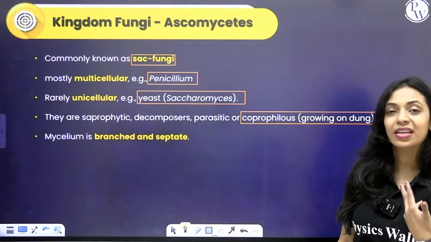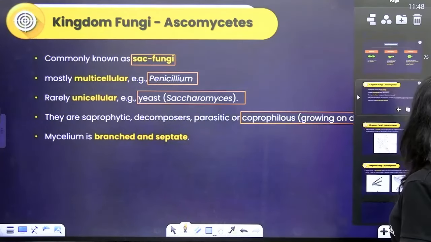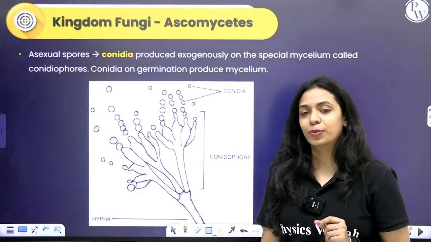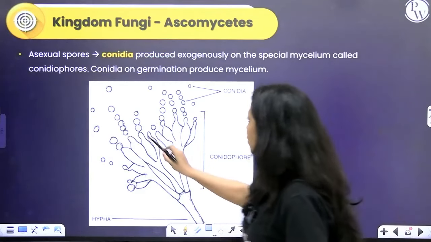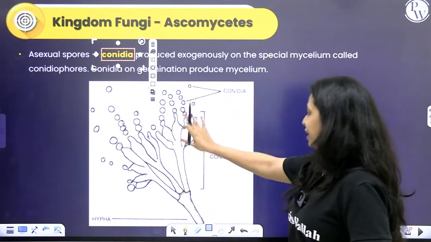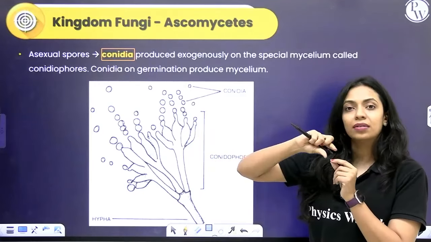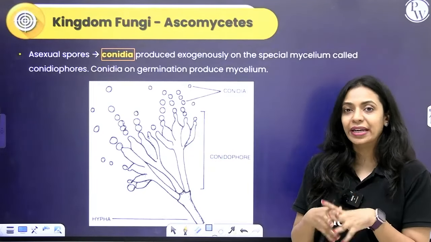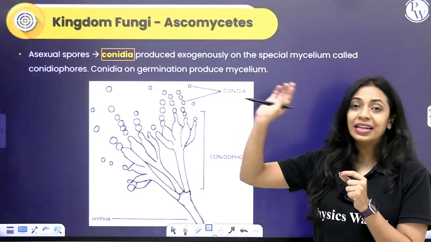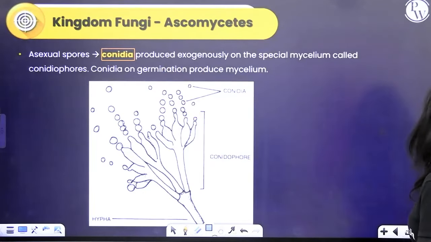Mycelium here, we obviously know in the next three groups, ascomycetes, basidiomycetes and deuteromycetes, that the mycelium is branched and septate. Now, how does asexual reproduction happen here? Asexual reproduction happens through the formation of conidia. What conidia are, I've already told you. These are non-motile spores. They are pinched off the tip of structures called conidiophores. At the tip, they get rounded off and released. So, asexual reproduction here happens by means of conidia.